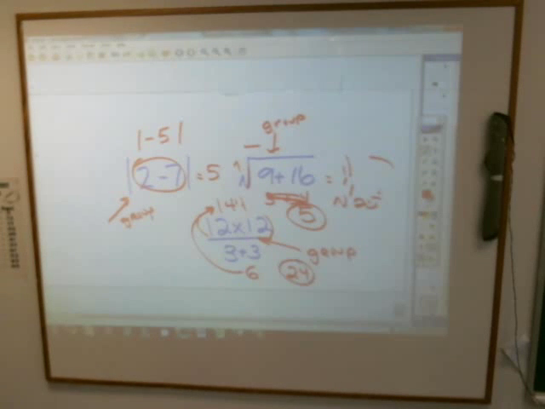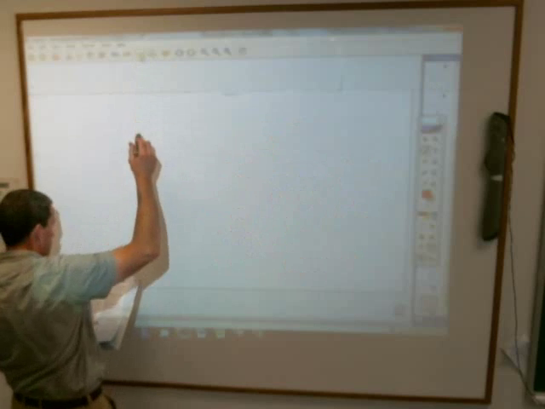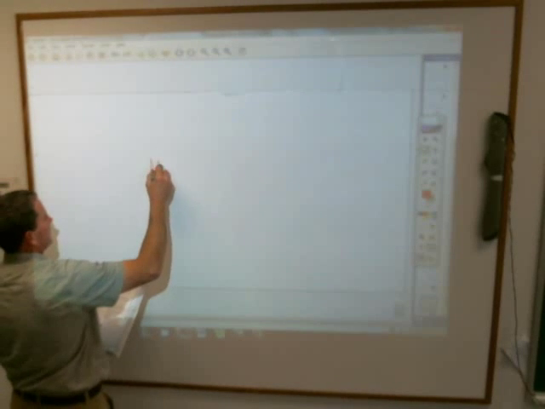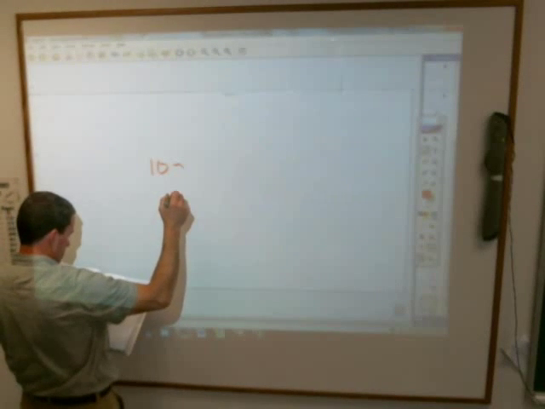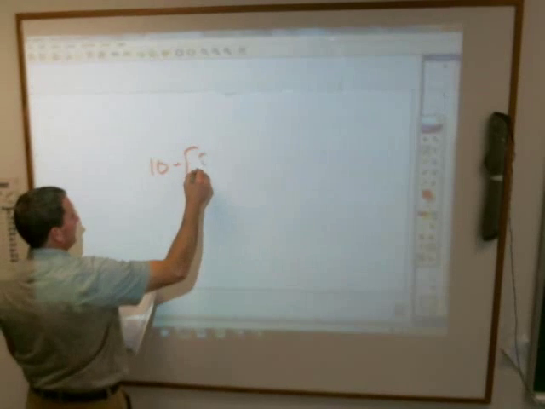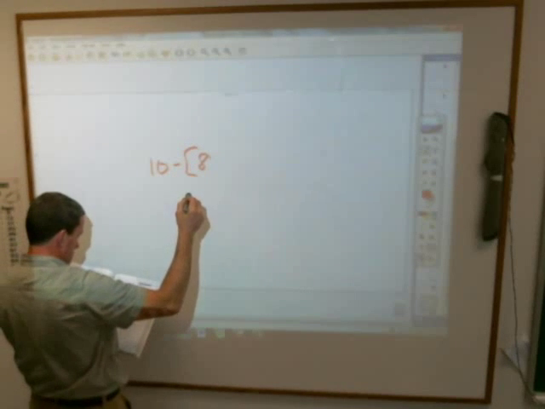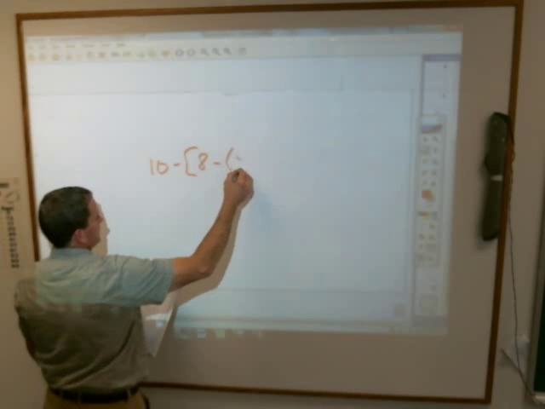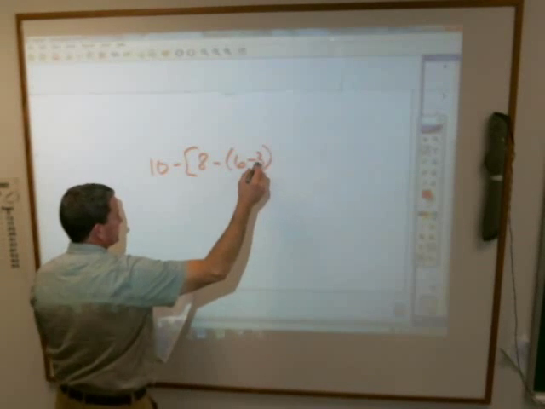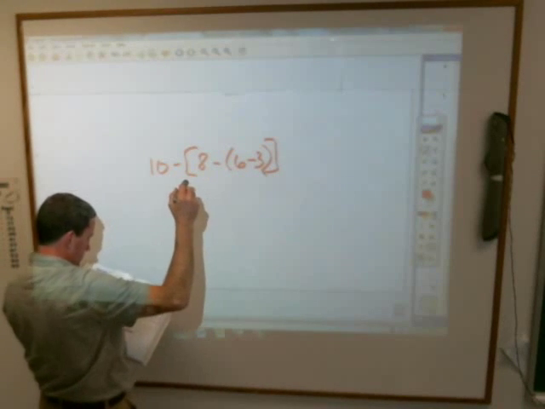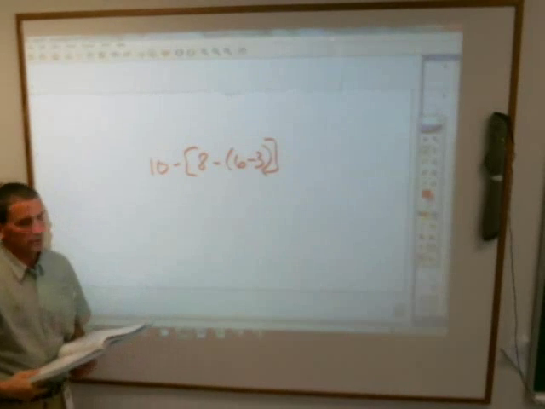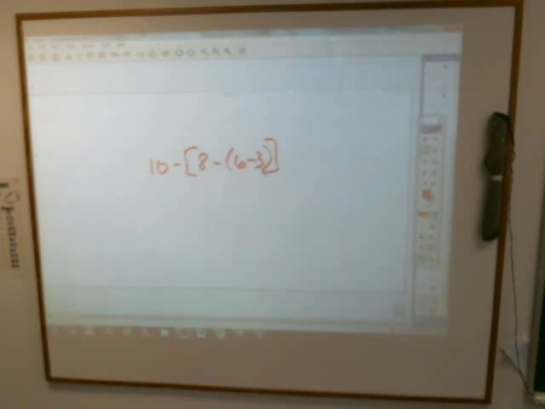Let's see about this one. Let me give you one here. Do this problem: 10 minus bracket 8 minus 6 minus 3. So what would be your answer to that problem there? Write that down if you would please. Solve, do, enjoy. God bless you.